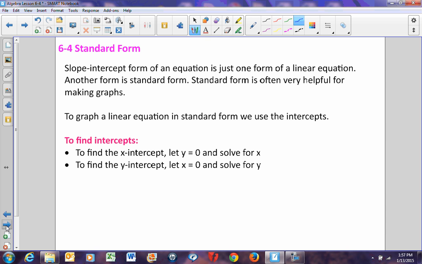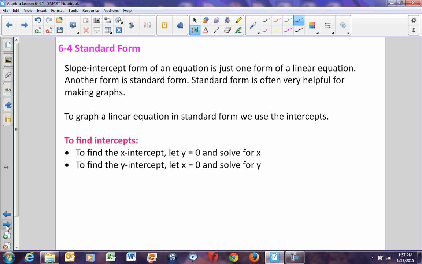Slope-intercept form of an equation is just one form of a linear equation. We've been working with slope-intercept form for the last couple of lessons. Now we're going to look into standard form. Standard form is often very helpful for making graphs, especially if the number that's after the equal sign is divisible by both the number in front of the x and the number in front of the y.